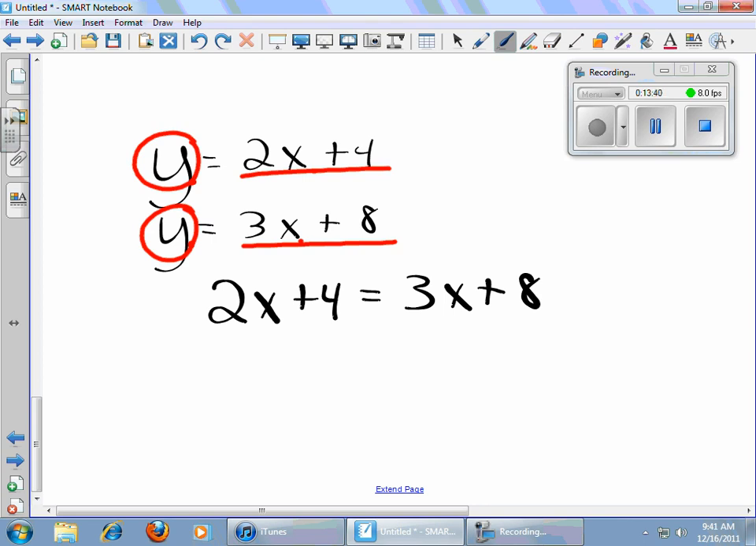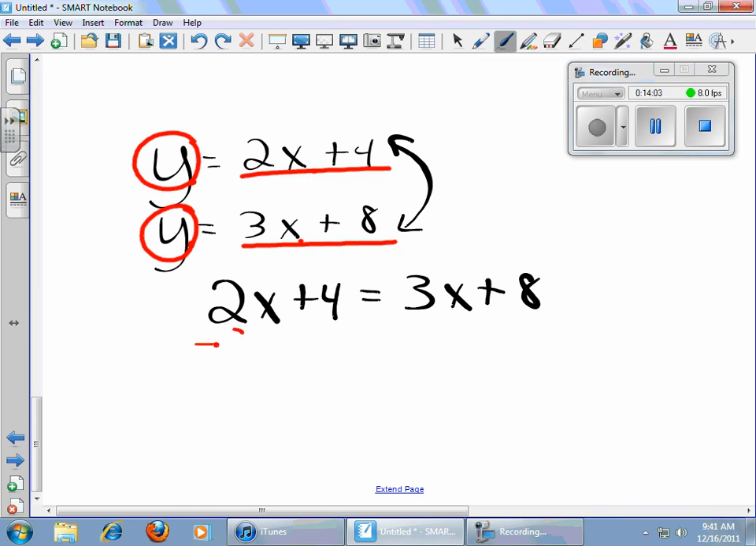I mean, if y stays the same, 2x plus 4 is equal to some number, 3x plus 8 is equal to that same number, then these two statements here must be equal to each other. That's substitution. All right? Now, it's a multi-step equation.